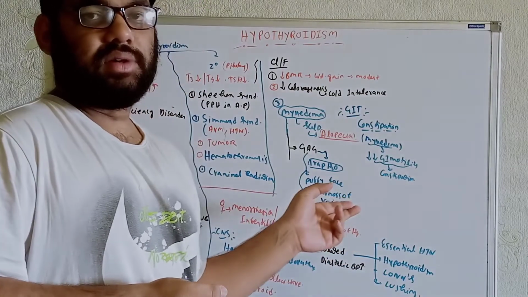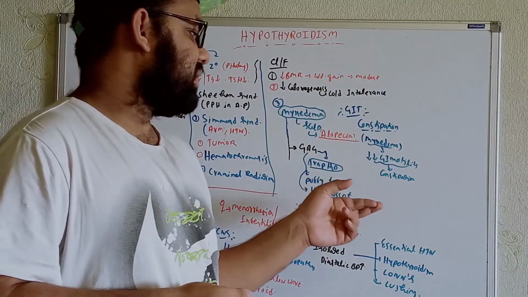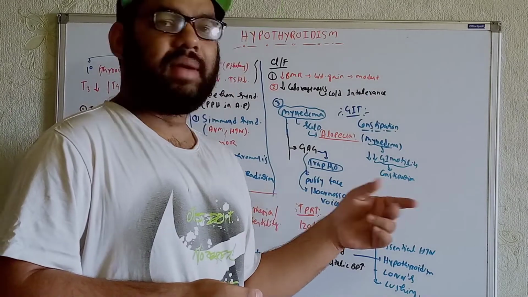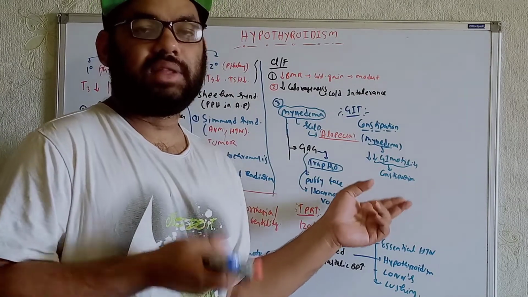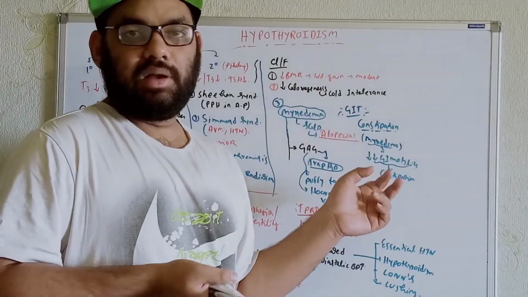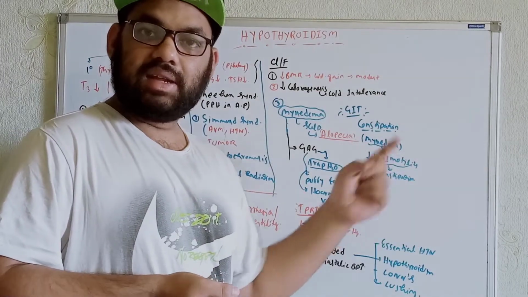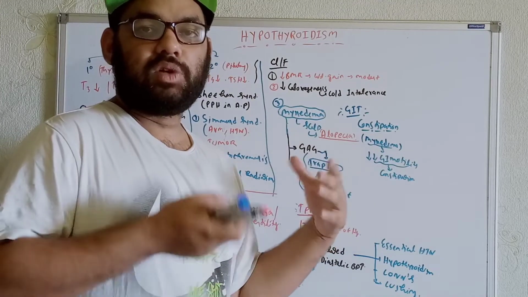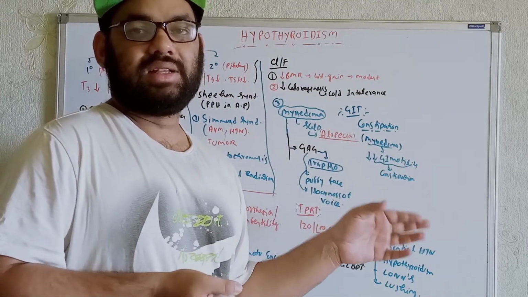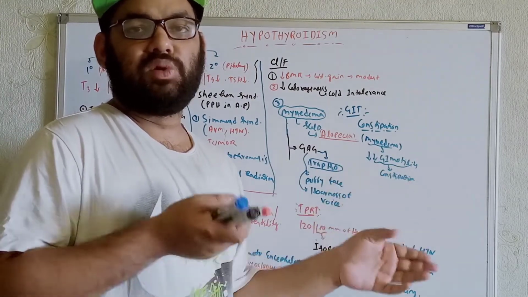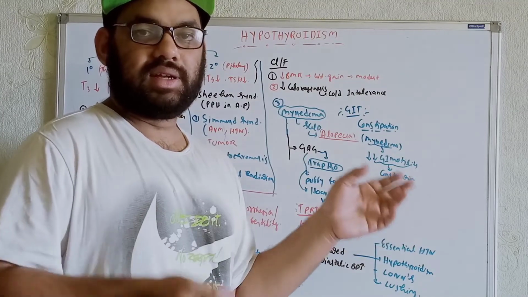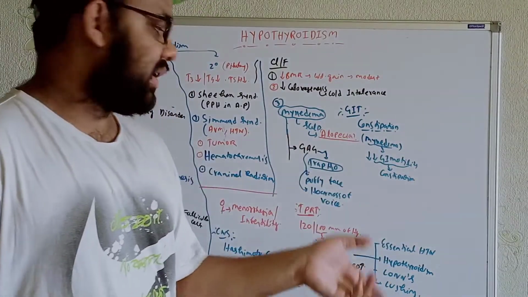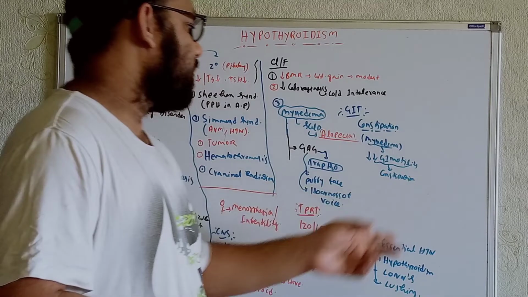In hyperthyroidism the GI motility will also be less, but in that case more food is going within the GIT, and we will get more bacterial load within the GIT. As a result there will not be a proper osmotic balance within the GIT, and that will lead to diarrhea. But in hypothyroidism we will get constipation.